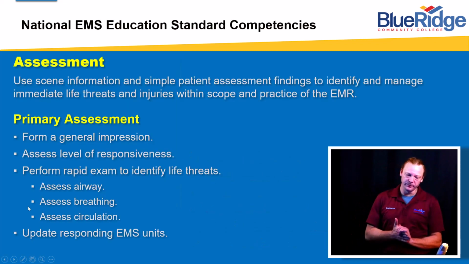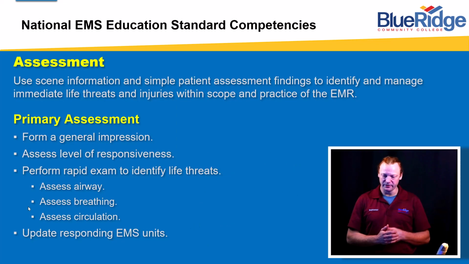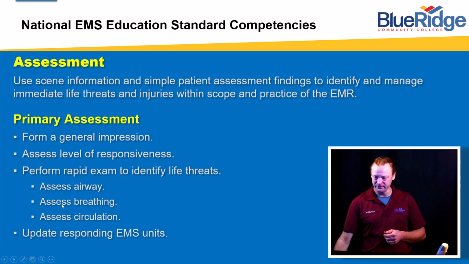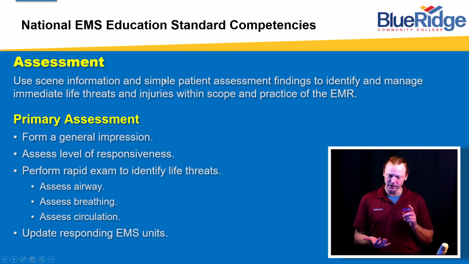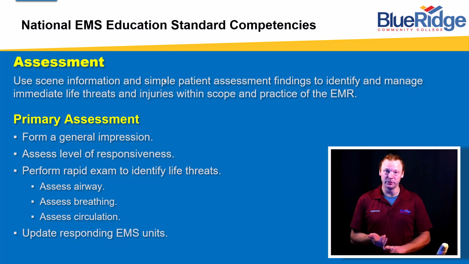So for our assessments, we use the information and simple patient assessment findings to identify and manage immediate life threats. And when we say immediate life threats, we're talking about the patient can't breathe or is not breathing. So an actual airway obstruction, or they've already quit breathing or are barely breathing. And then, of course, massive hemorrhage or another immediate life threat.